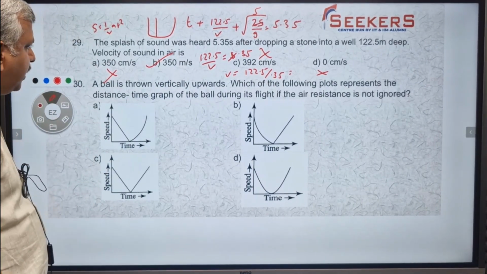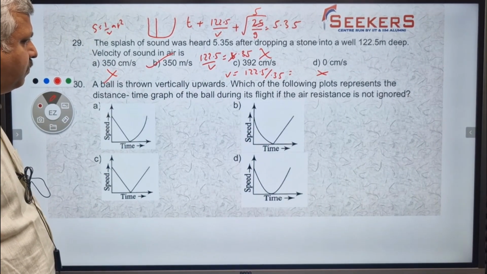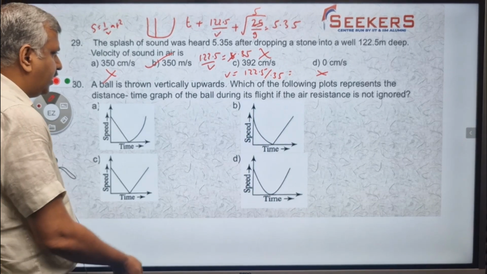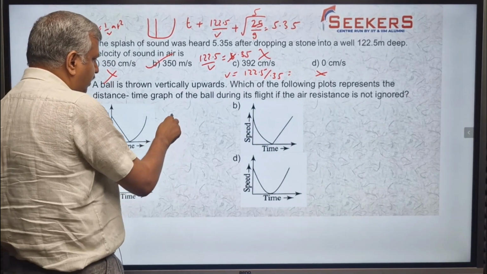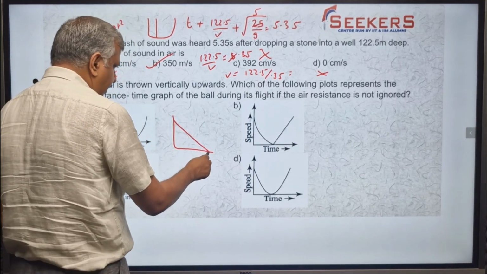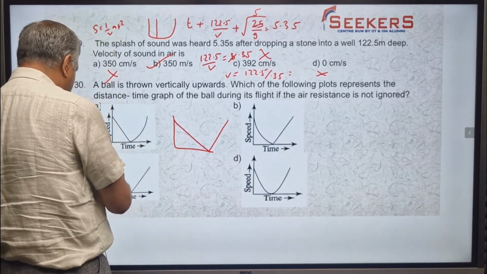A ball is thrown vertically upwards. Which of the following plots represents the distance time graph? A ball is thrown vertically upwards. So as you throw it vertically upwards, the speed will keep on reducing. Then again it keeps on increasing. So we will go to option C.